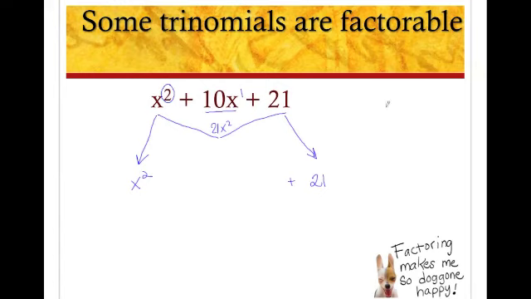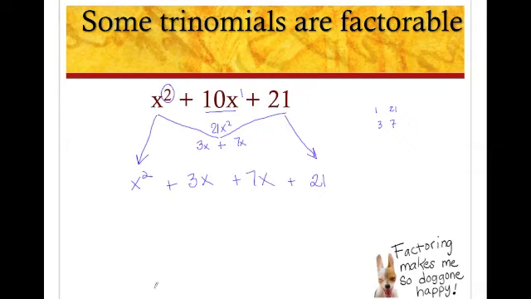Well, to come up with that, I'm going to think about, what multiplies to give me 21? 1 and 21, 3 and 7. 3 and 7 add to 10, and they also multiply to 21. So I know 3x and 7x would add to give me my 10x, and they would multiply to give me my 21x squared. So now I bring them down. It's a positive 3x and a positive 7x.